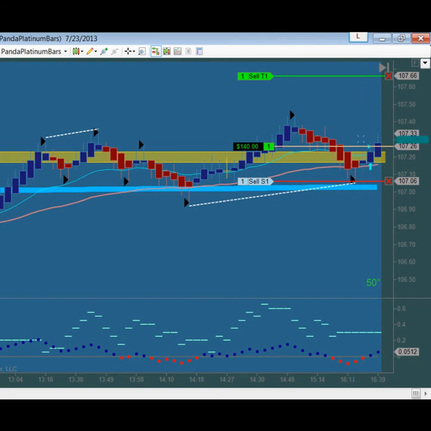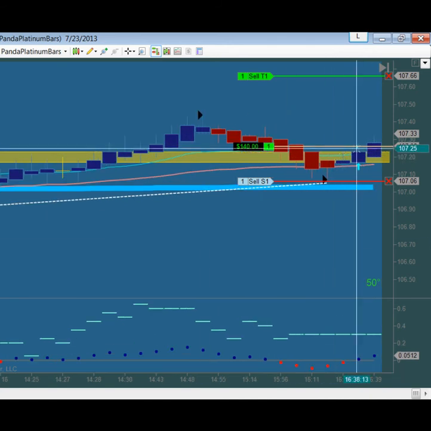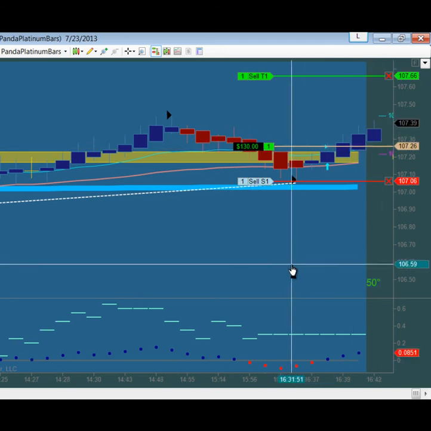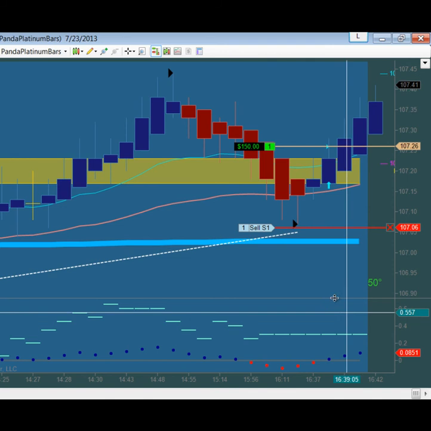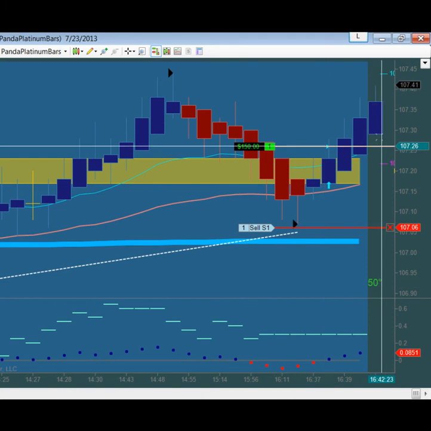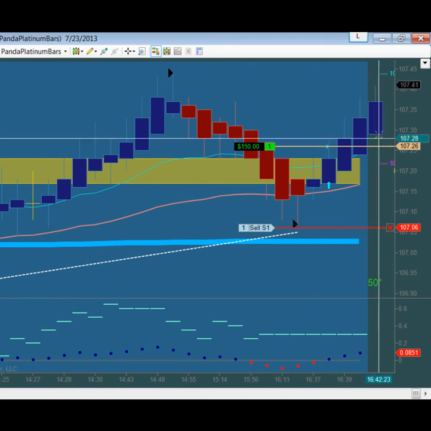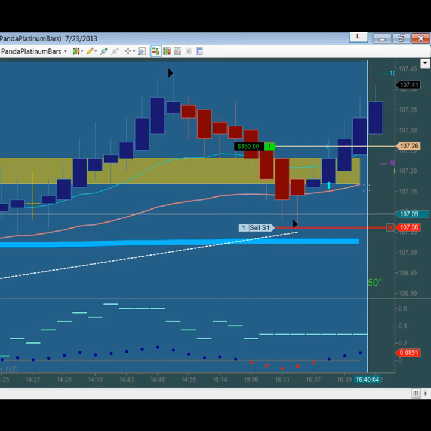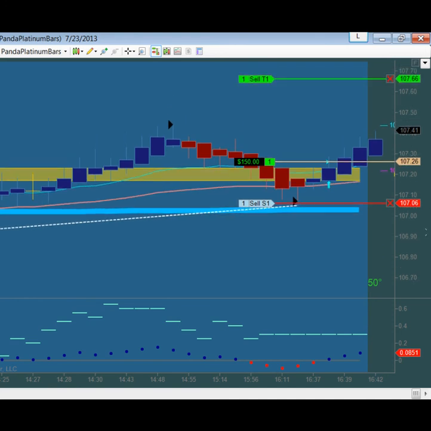So we enter right here at the close of the first bar, which is blue, and right on the open of the next one. On this trade we're having a target of twice the risk. So in this case we have 20 ticks risk on this with a 40 tick profit target.